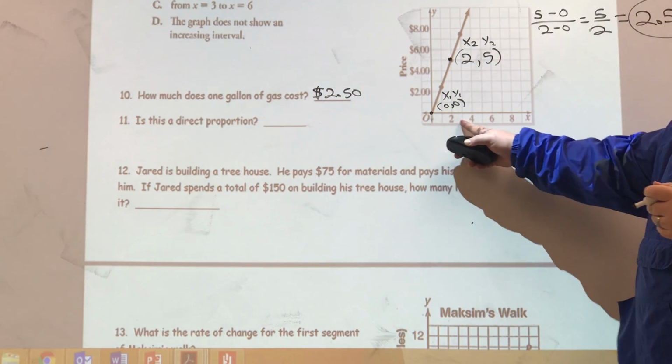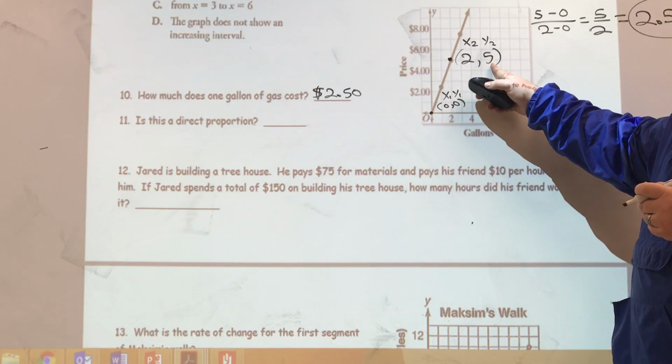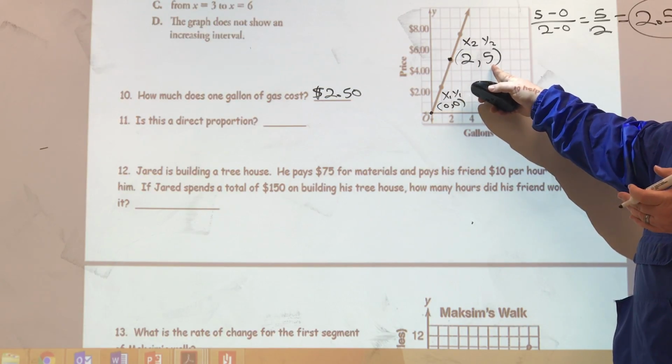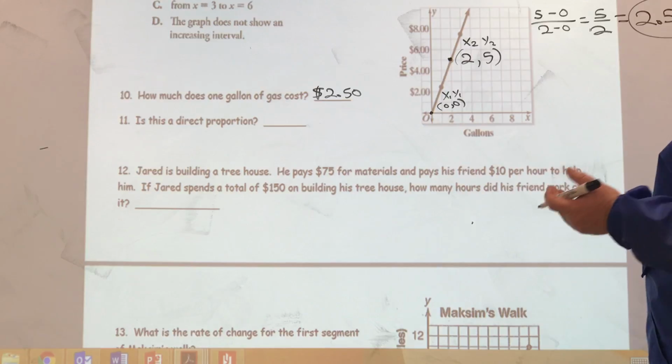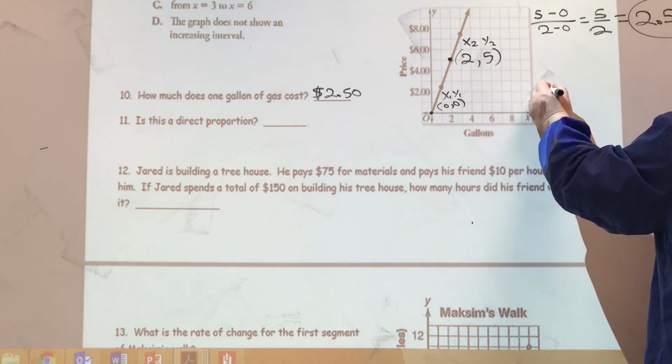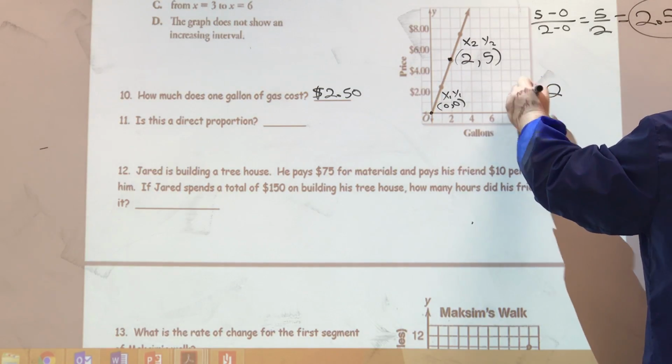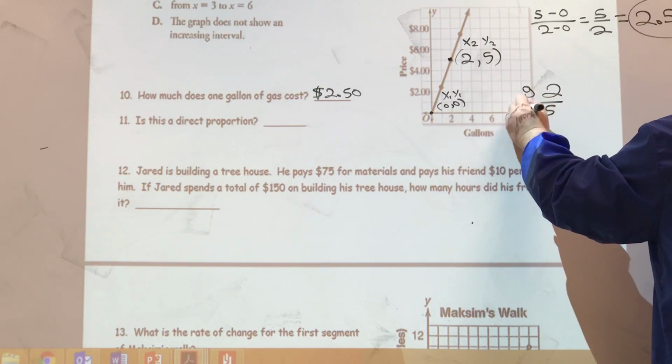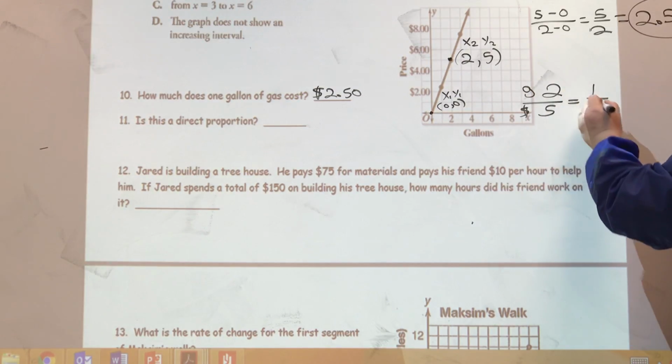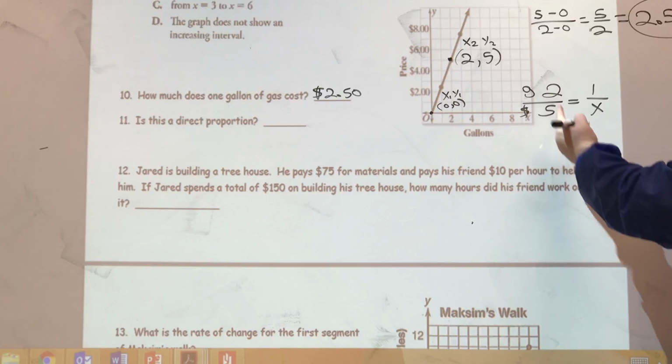Another way to look at this is 2 gallons would cost $5. If 2 gallons cost $5, how much would 1 gallon cost? And you could actually do this as a proportion. You could do 2 gallons over $5. We want to know 1 gallon. We don't know the price.